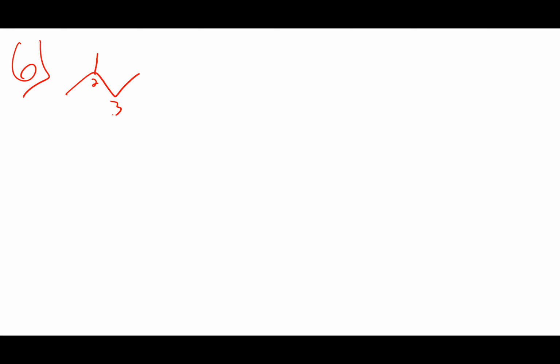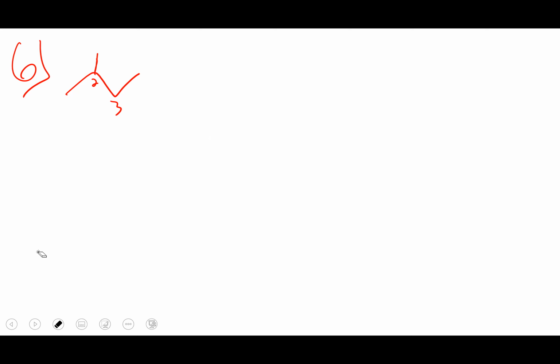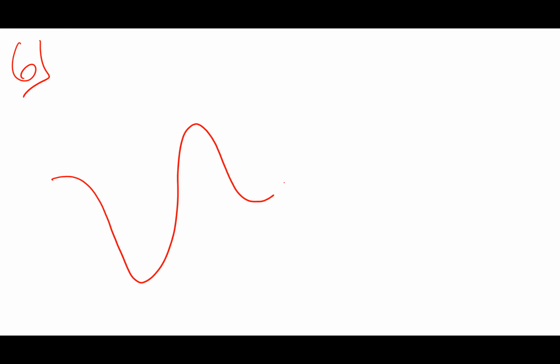I'm going to get rid of that 6 because we're going to need this part. So again, I try to draw it to the best of my ability. I have 1, 2, 3, 4, 5, 6.